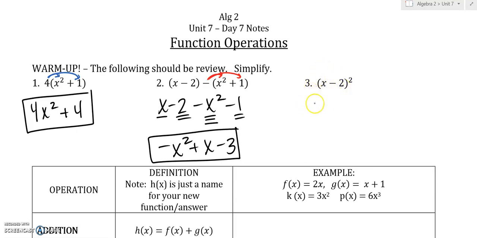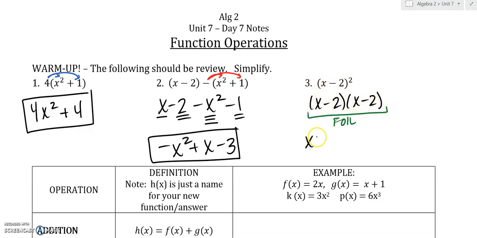Problem 3, a little bit tricky. It says this quantity, x minus 2, this whole thing in parentheses is being squared. That really means that this x minus 2 is happening twice. So I write it like this. And from here, maybe you remember the word that we called this, which is FOIL. That's like distributing all of these pieces through.